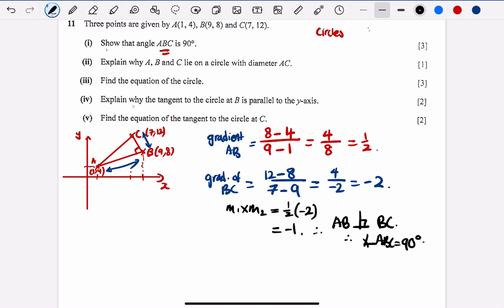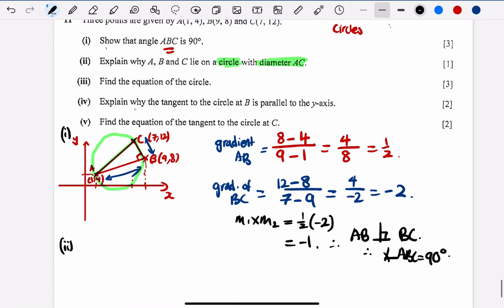Okay, then the next part, this is for part 1. Next part they tell you, explain why ABC lies on a circle with AC as the diameter of the circle. If we draw a circle out here, you essentially need to know that this is your angles in a semicircle, the property that you learn in your E-math. Because you can see that triangle ABC forms a 90 degrees where AC is your diameter and angle ABC is 90 degrees. So how do we phrase that?